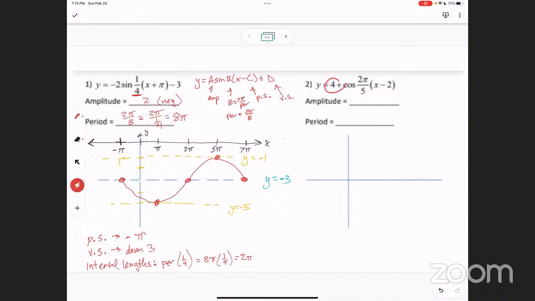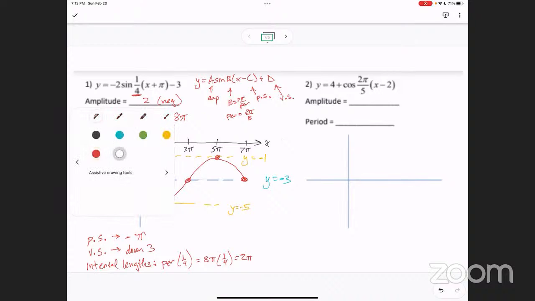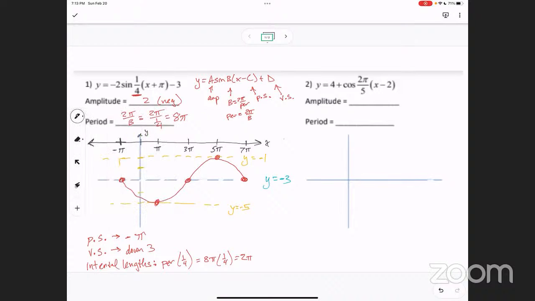So I'm going to go up this amplitude. That means I'm going to take this line, and again, I'm going to make it a dotted line by just whiting out some of this line. So that's my midline. Is that the language your teacher uses, midline? Okay, so that's y equals 4, right? My amplitude is 1, so I'm going to go up to 5, and I'm going to go down to 3.